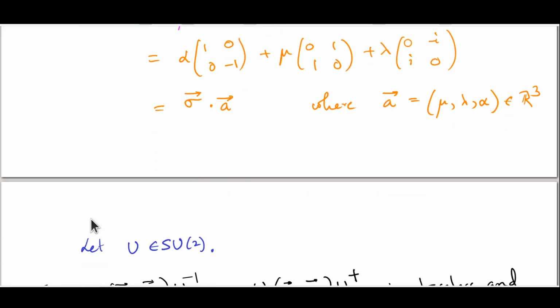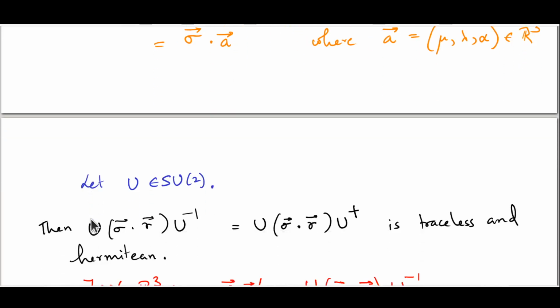Let us now use that to exploit this connection between SU2 and SO3. For this, let us take an arbitrary element capital U from SU2. This is an arbitrary 2x2 unitary matrix with determinant 1. So, consider this quantity U sigma dot R U inverse.